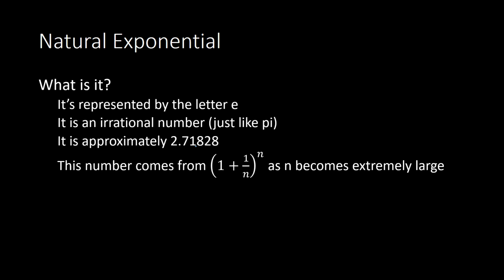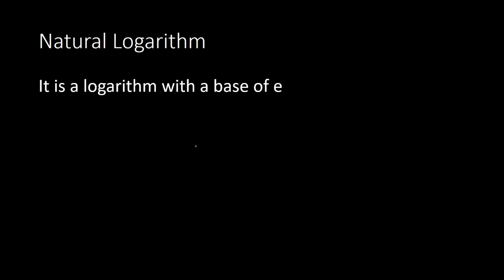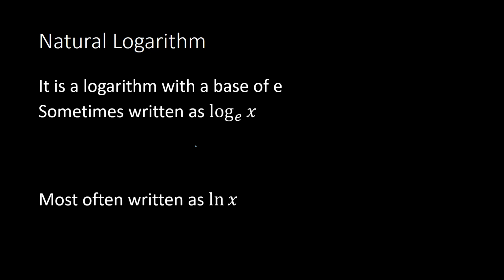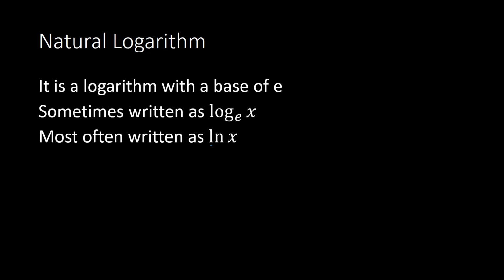So the natural exponential is just a number, which means when dealing with logarithms, we can treat the natural exponential, or the letter e, like a number, because it is a number. So a natural logarithm is a logarithm with a base of e. It's sometimes written as log base e of x, but it's most frequently written as ln and then x. So ln means natural logarithm, and there's no base written because it is an assumed base of e.